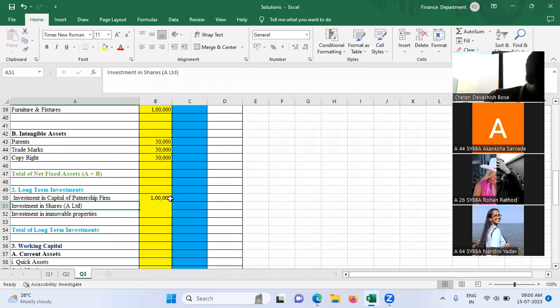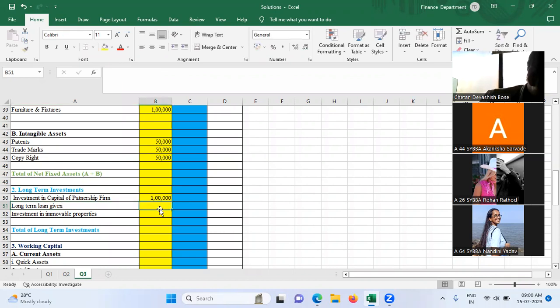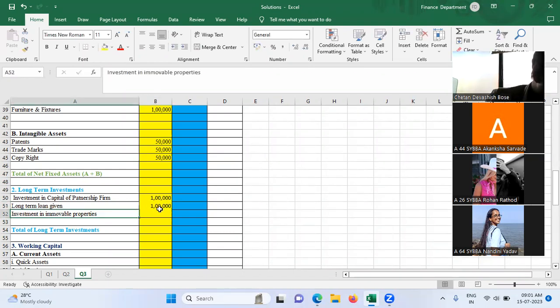Then they are telling long-term loan given. If they're telling long-term loan given, write the way it is given. Long-term loan given. What is the amount that we have to write? 1 lakh. So we need to write 1 lakh. All right. Then what next?